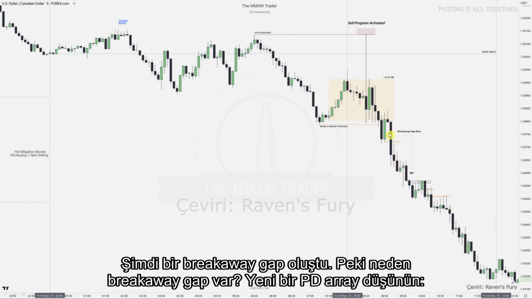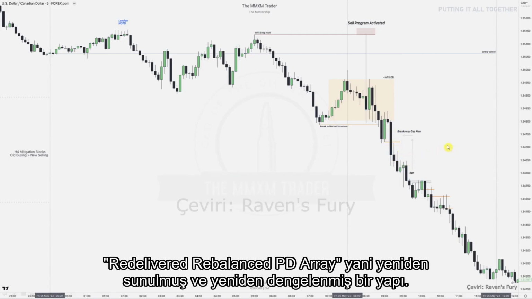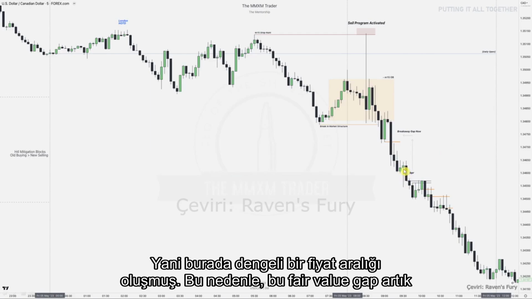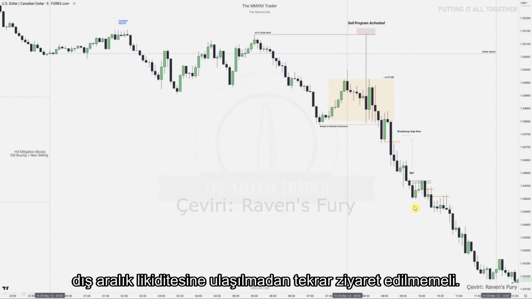Now we have a breakaway gap. So why do we have a breakaway gap? Think about that new PD array, that redelivered, rebalanced PD array. So we have a BPR down here, again, because down, up, and then the next candle goes down. So we have a balanced price range up here. So this fair value gap should never get tagged anymore until we reach that external range liquidity.